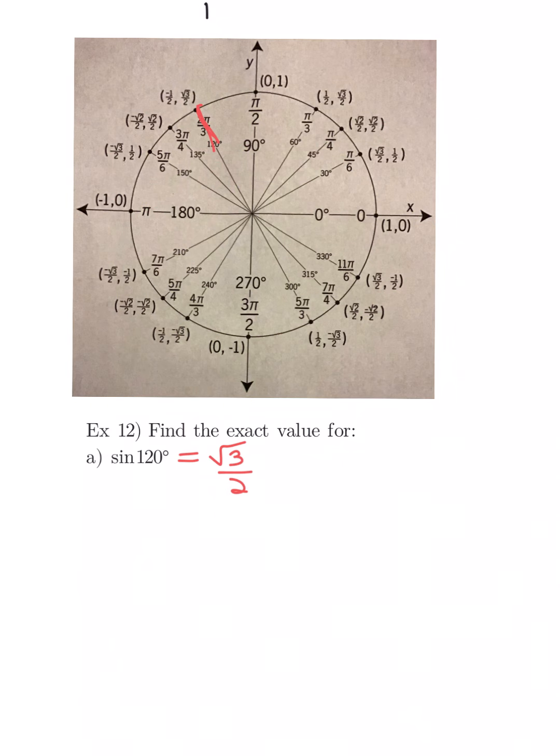Exact value means do not put the square root of 3 over 2 in your calculator and get a decimal. Leave it as square root of 3 over 2.